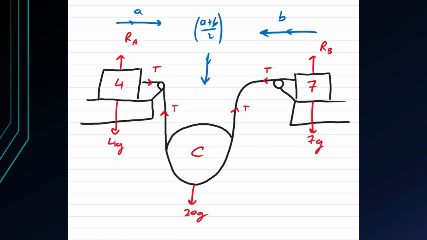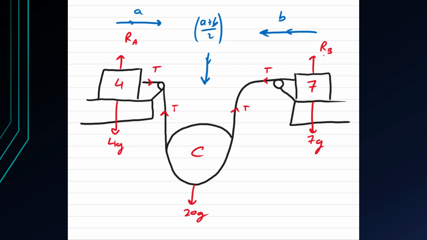So firstly, here's a diagram of what's going on. We have a particle here, particle A, it's 4 kilograms. It has a weight of 4g and the tension acting in the string. It has an acceleration of little a, and I've also denoted the normal reaction force as Ra, even though there's no friction acting on either of these platforms.